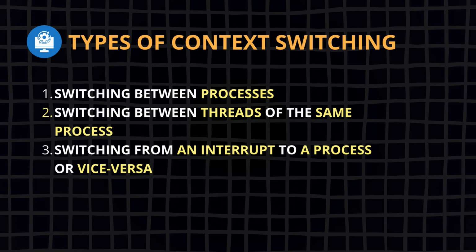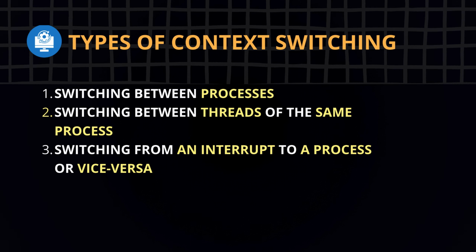Now let's see the types of context switching. There are mainly three types. The first one is switching between processes. Second, switching between threads of the same process. And third, switching from an interrupt to a process or vice versa. Each of these involves saving and loading different kinds of states.